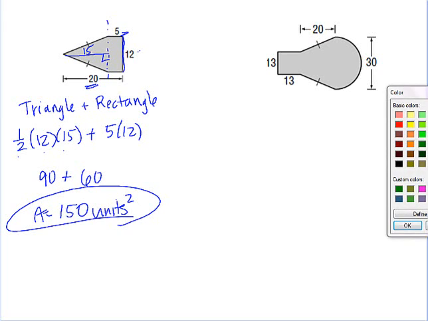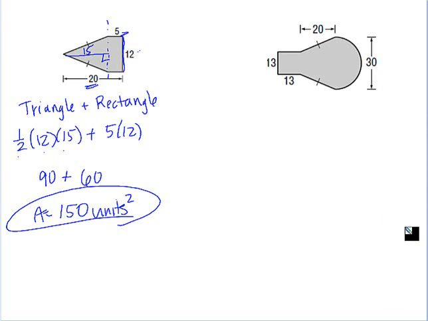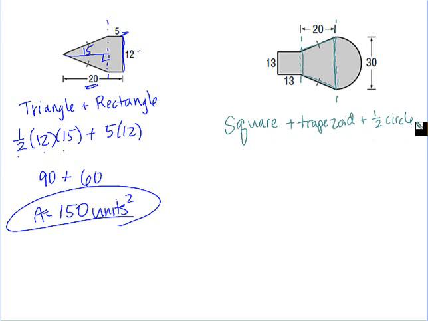And one very last example here. This one looks like we have a combination of more than just two shapes. Looks like we have a square, and we have a half circle. This middle shape in here is a trapezoid. So we're going to have to take the area of the square, add on the area of the trapezoid, and then add on half of our circle.